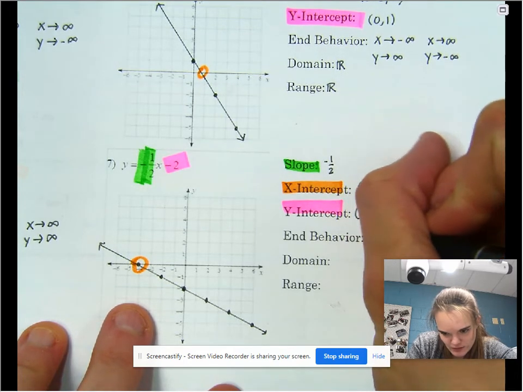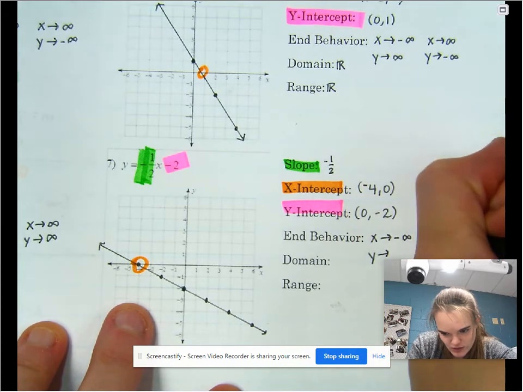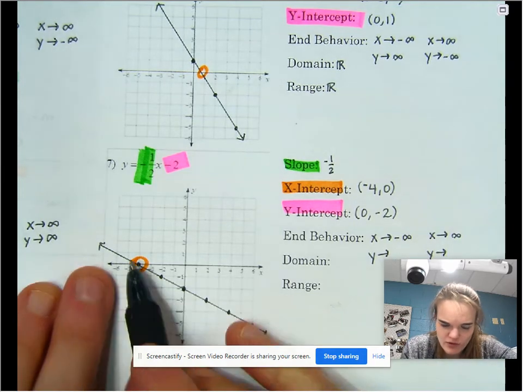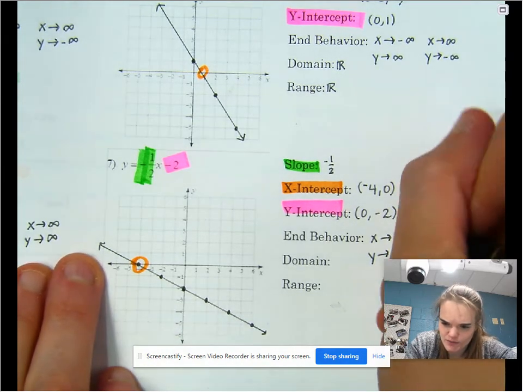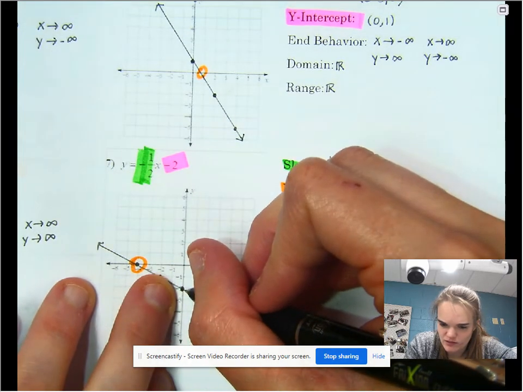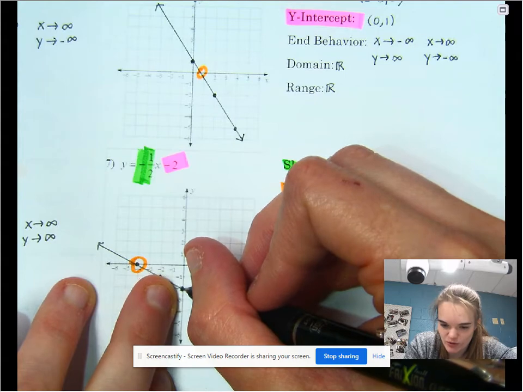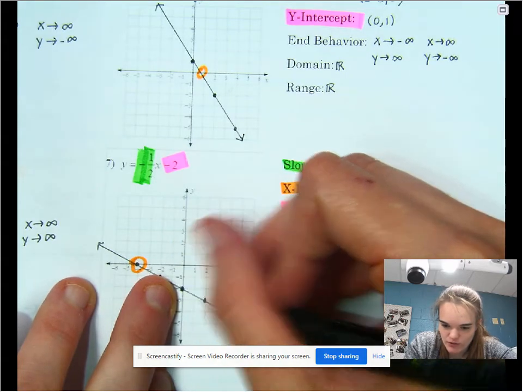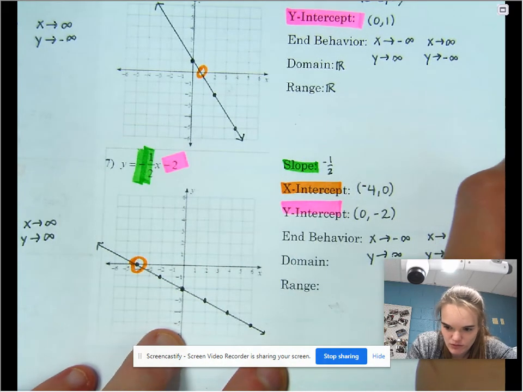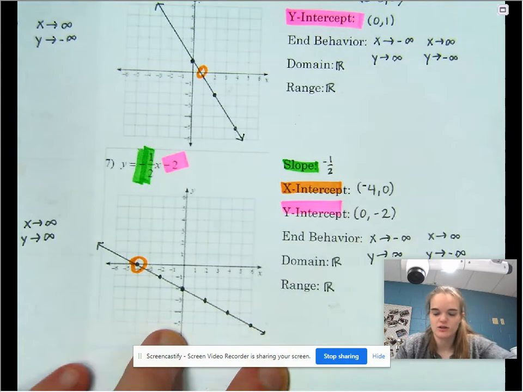And in end behavior, when x is going to the left, and when x is going to the right. When x is going to the left, y goes up, so it's positive. When x is going towards the right, y is going down. Again, that didn't change today.